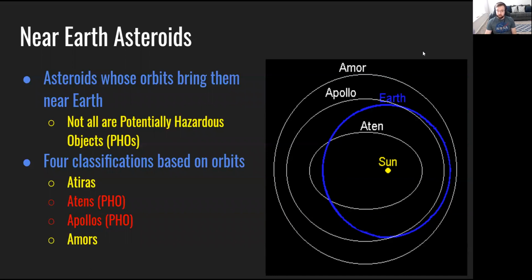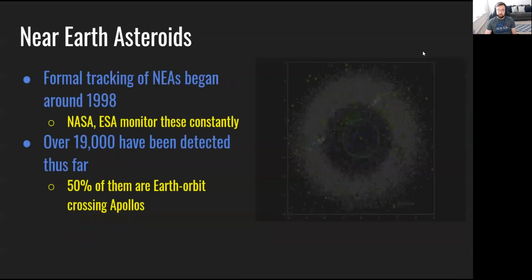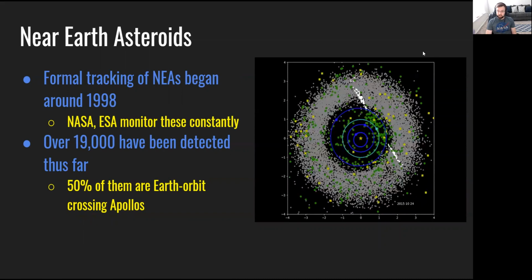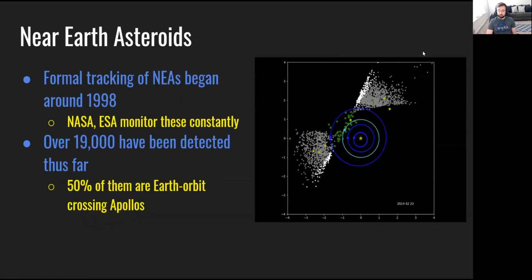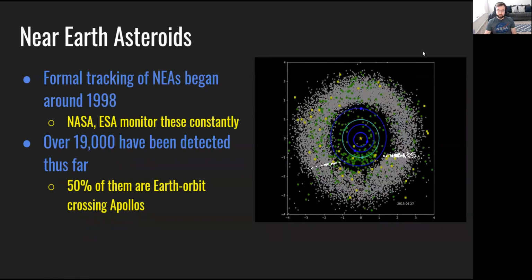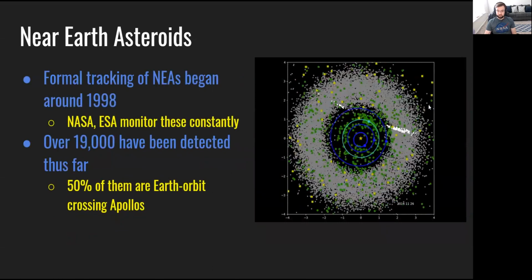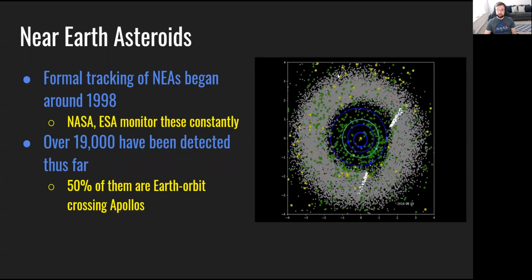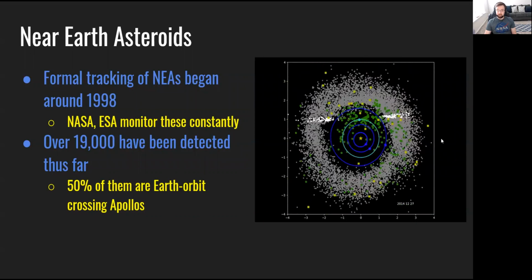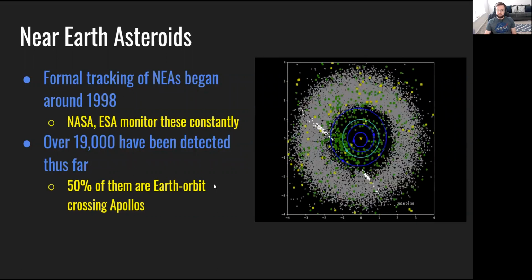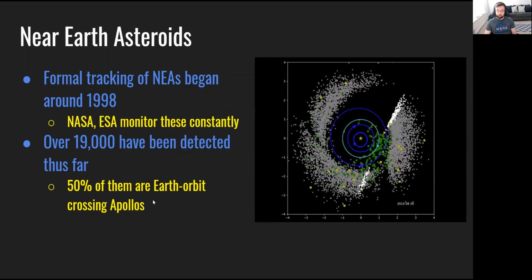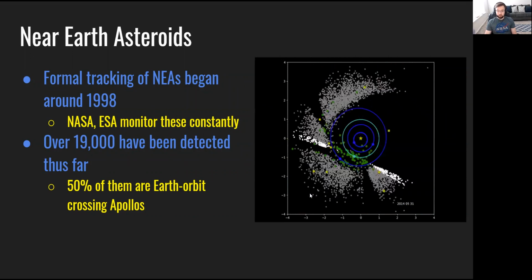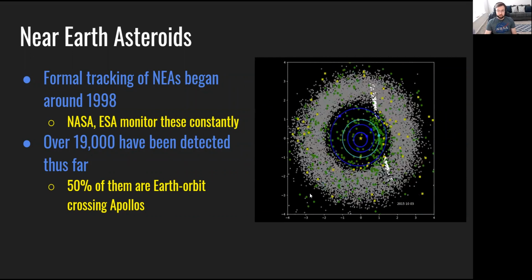But don't worry, because we monitor these things. Around 1998, we began tracking as many as we could find. NASA and the European Space Agency monitor them constantly. We've detected over 19,000 of these things. All the dots you're seeing on this animation are the asteroids that we've been detecting as time goes on. 50% of what we've detected are Earth orbit crossing Apollos. But even though they cross our orbit, remember, that doesn't mean they're going to hit us.